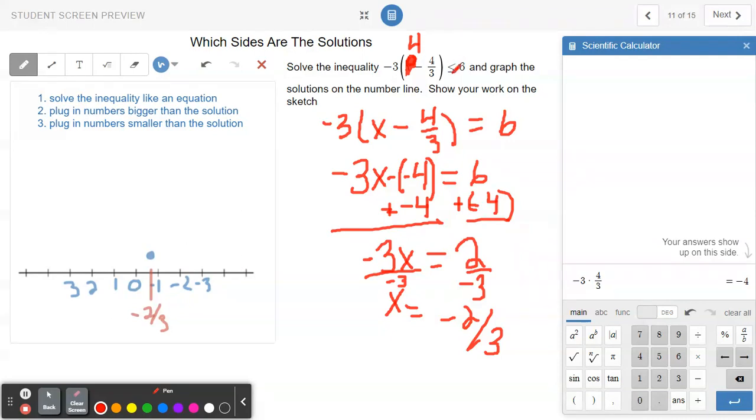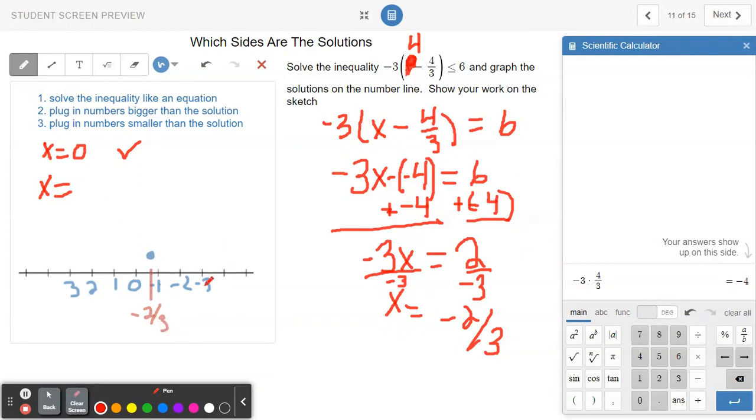Is 4 less than or equal to 6? Yes, it is. So we actually already have our answer, because we know a number bigger, so x equals 0 works, right? So now, just to try it out, let's try a solution for x that's less than negative 2/3.